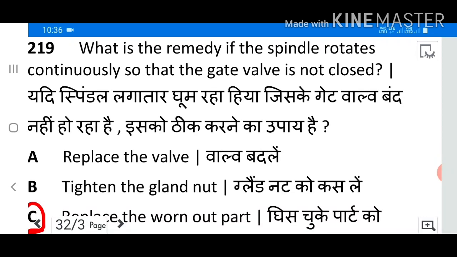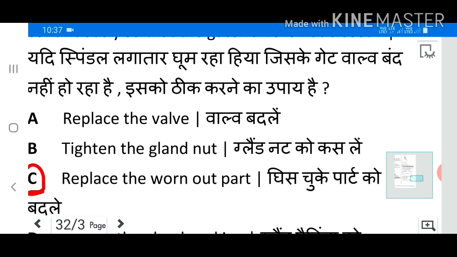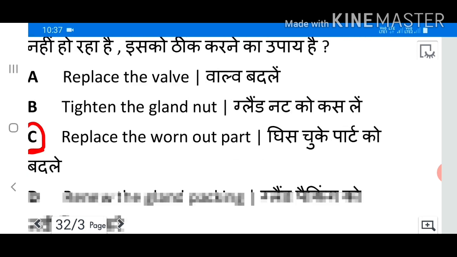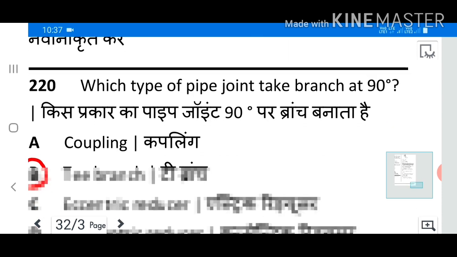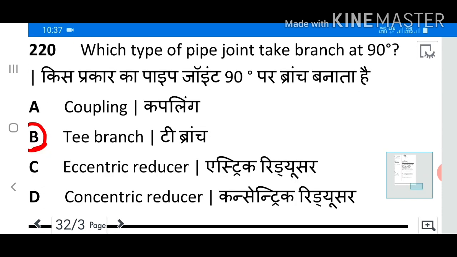219. What is the remedy if the spindle rotates continuously so that the gate valve is not closed? Answer C. Replace the worn out part. 220. Which type of pipe joint takes branch at 90 degree? Answer B. T branch.